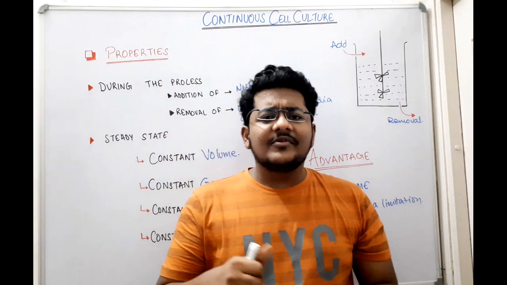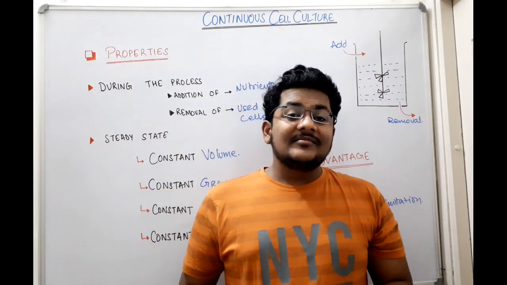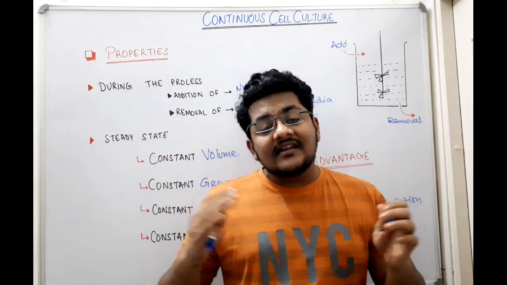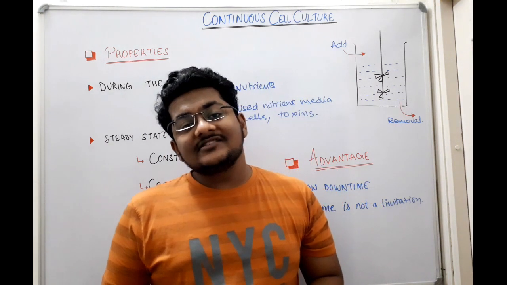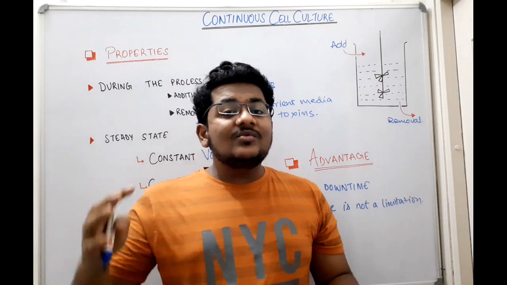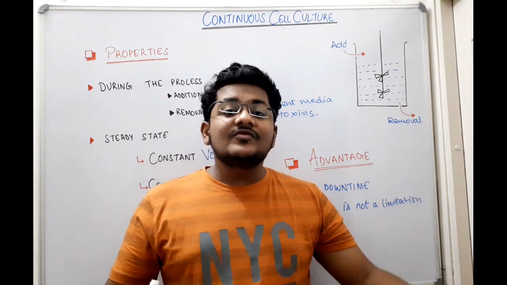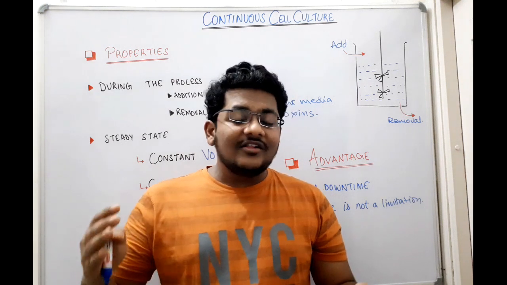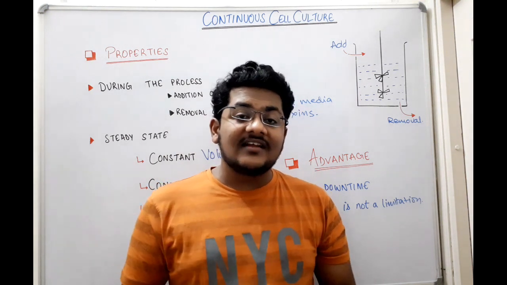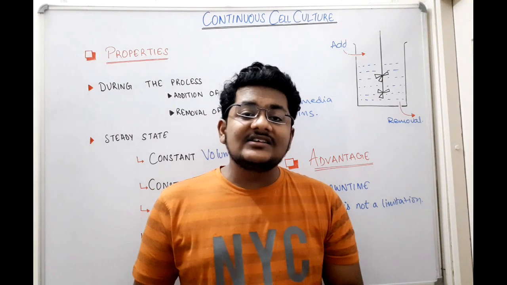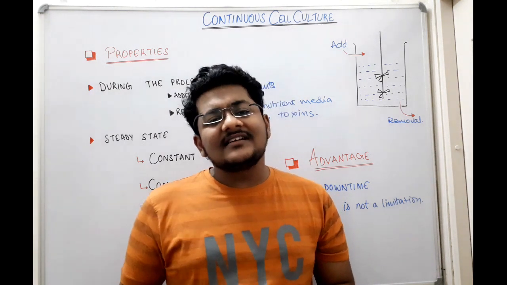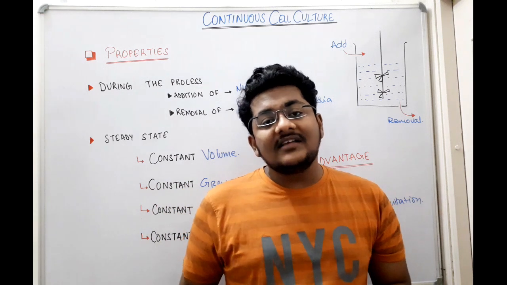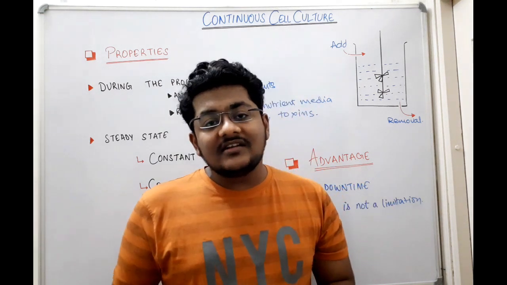Now there is one problem in this process, and that problem is maintaining sterility. It is very hard to maintain a sterile environment during the continuous cell culture process, because you need to add nutrients and remove cells and toxins, and all of that should happen in a sterile environment. All the nutrients which you are adding should be sterile. So maintaining sterile conditions is a difficult task. Otherwise, this is the most advantageous process being carried out in industries.